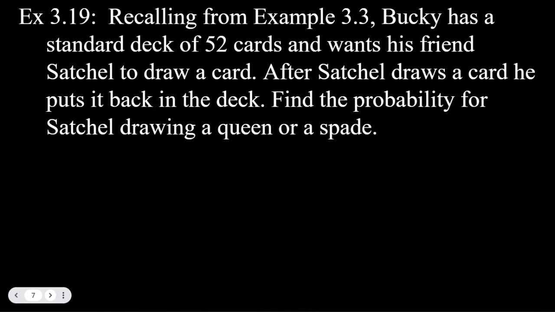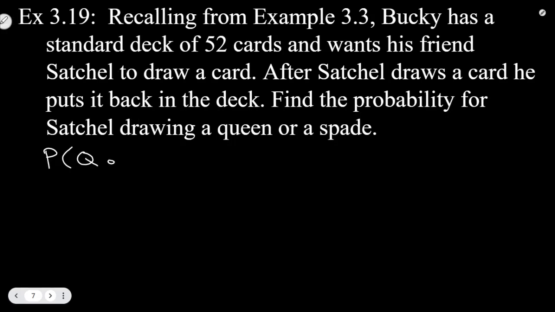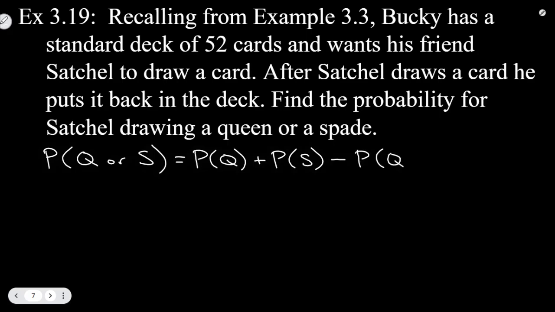Example 319. Recalling from example 3.3, Bucky has his standard deck of 52 cards and wants his friend Satchel to draw a card. After Satchel draws a card, he puts it back into the deck. Find the probability for Satchel drawing a queen or a spade. So we're looking for the probability of queen or spade. According to our formula, because these are not disjoint events, there is a spade that is a queen also. So we have to do the probability of a queen plus the probability of a spade, and then minus the probability that it is a queen and a spade.